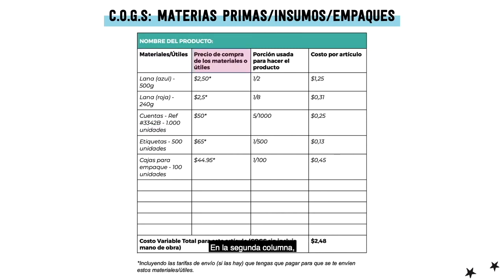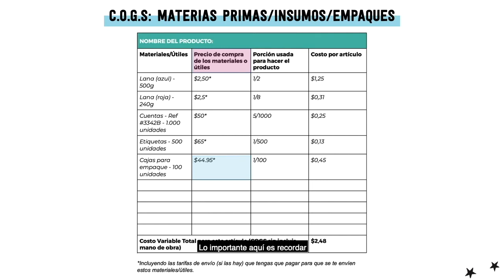In the second column, we want to look at the material or supplies purchase price. So we use this column to record how much this purchase cost you. In the example below, 500 grams of blue yarn were purchased for $2.50. 240 grams of red yarn were purchased for $2.50 as well. The 1,000 beads that we got were $50. We've got 500 labels for $65, and we got 1,000 packaging boxes for $44.95.